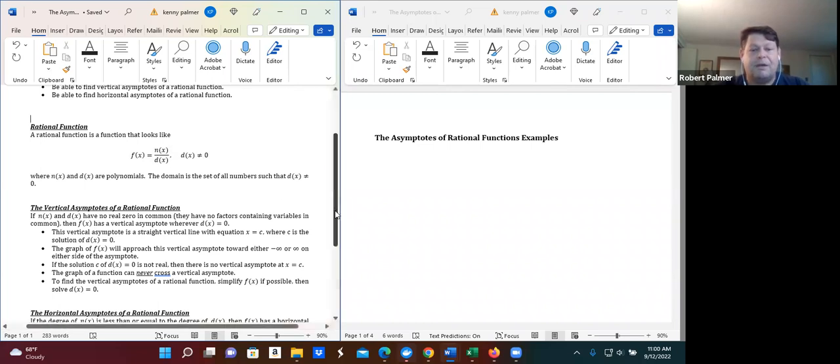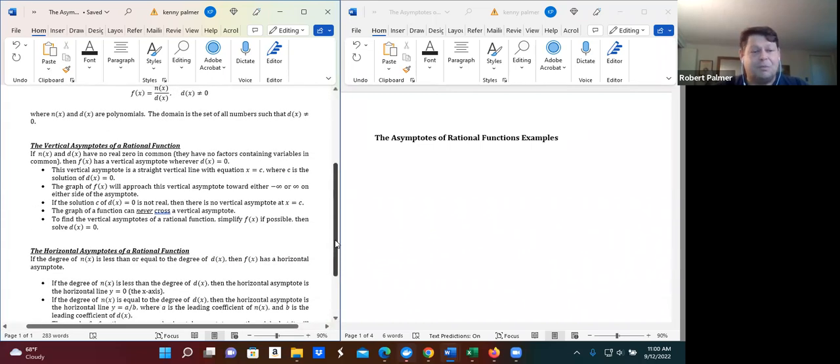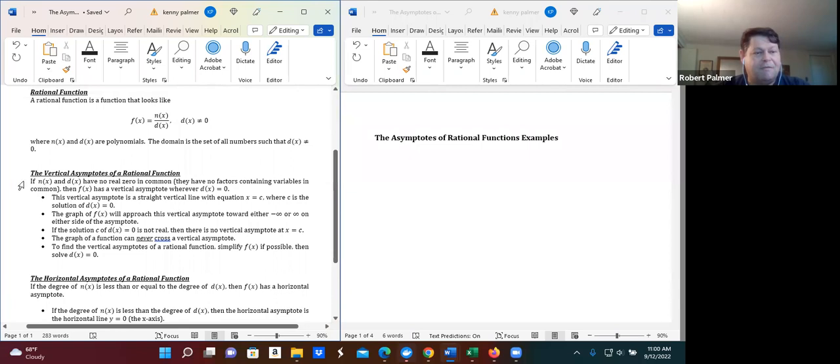So first, let's talk about how to find a vertical asymptote of a rational function, and also what we mean by a vertical asymptote. If n of x and d of x, remember, n for numerator, d for denominator, have no real zeros in common, which basically means they have no common factors and can't be simplified, then this function will have a vertical asymptote wherever d of x is equal to zero. You notice those are the places I said can't be included in the domain, because those are the places where we'll have these vertical asymptotes.